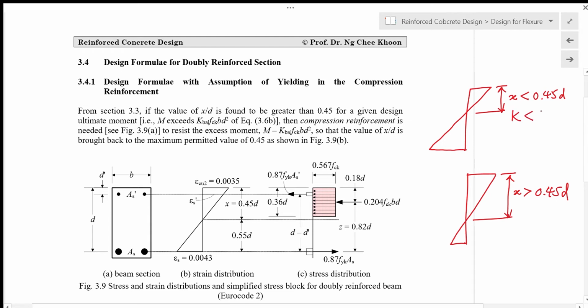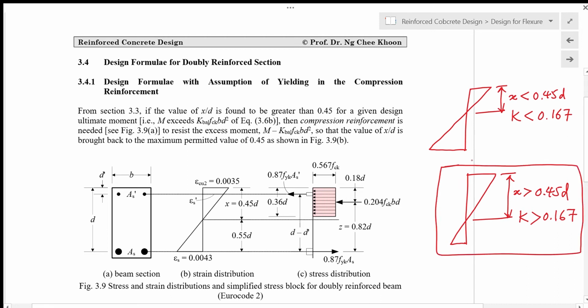When X is less than 0.45 D, K is less than 0.167. When X is greater than 0.45 D, then K will be greater than 0.167. So we are not allowed to design a beam where the behavior is like this, because we want ductile failure of our beam. We want to make sure that our beam will fail in tension failure, or it's under reinforced.